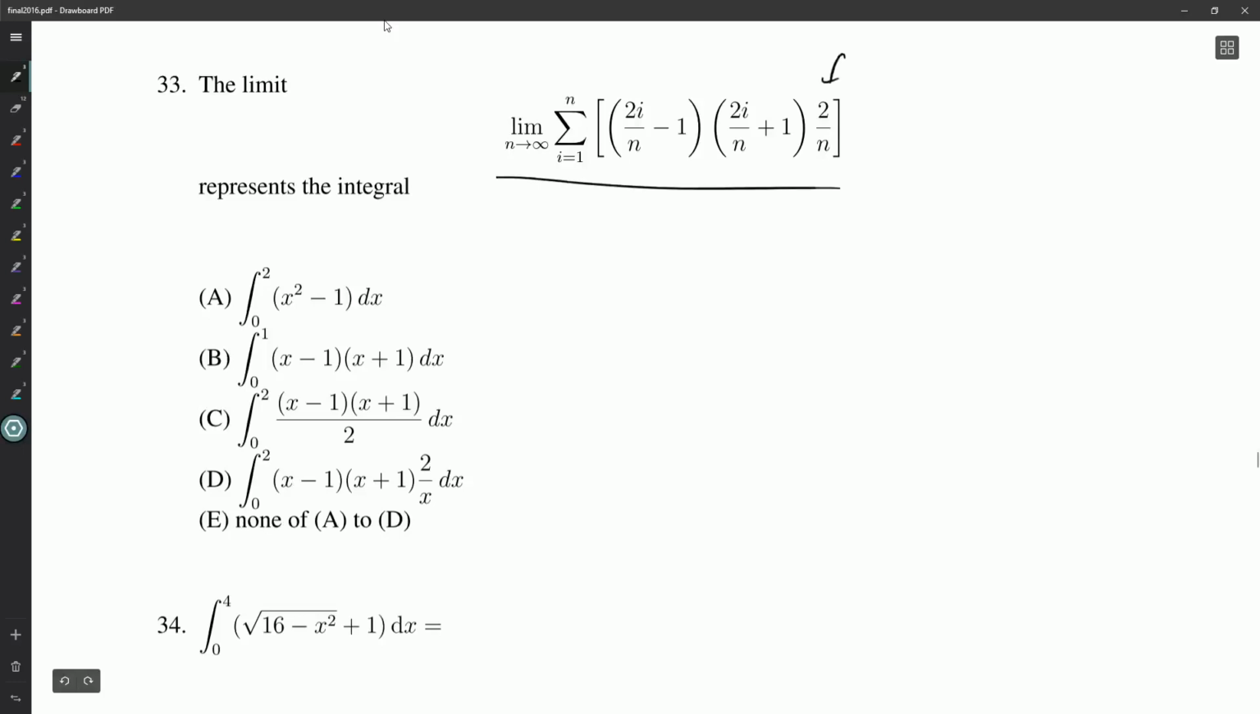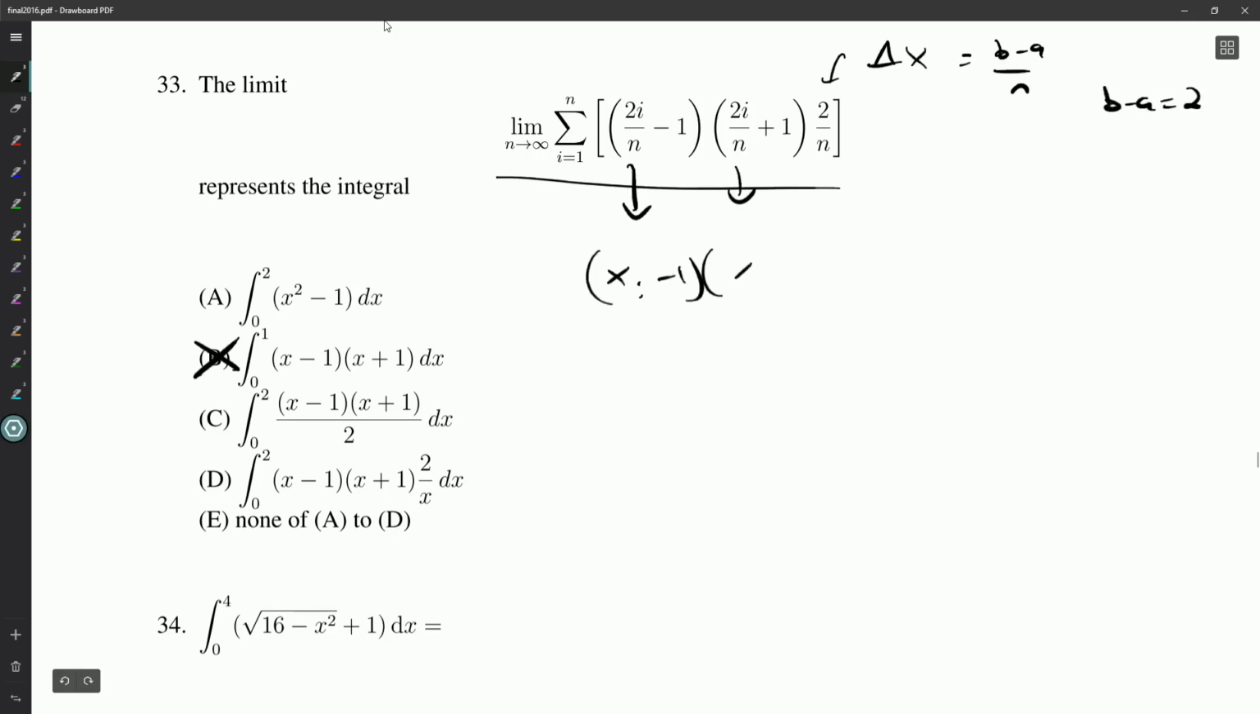So I notice that I've got 2 by n off on the side with no i's in it. That's a great candidate for delta x. And delta x is b minus a over n, so I know that b and a differ by 2. So automatically I know that b is out, but it could be a, c, d, or maybe even e. But if that's delta x, then these 2i over n's are going to turn into my xi's.